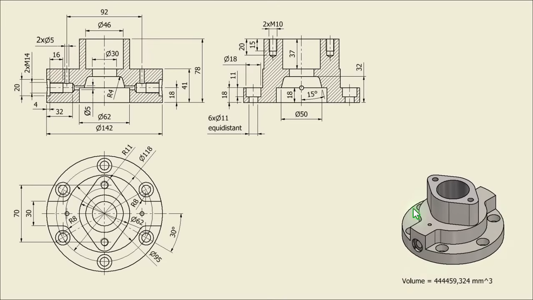This 6 counterbores have dimensions here 11, 18 and 18, 6 times. The circle is 118 where they are.